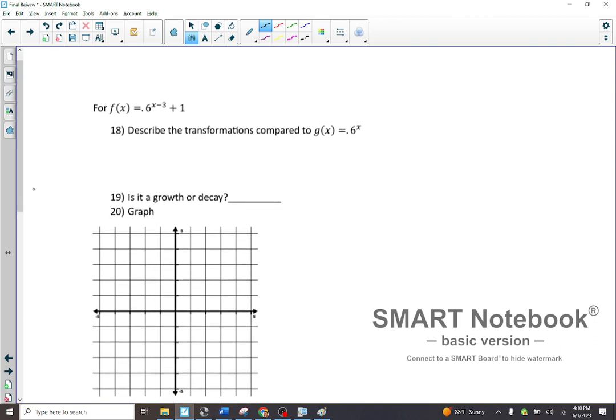Next one. Log for this equation, 0.6 to the x minus 3, plus 1. Describe the transformations. So in this case, this is the h value. So I'm going right 3 because remember, you have to flip the sign for the h. You're also going up 1. Okay? Is it a growth or decay? 0.6 is less than 1, so it's a decay.